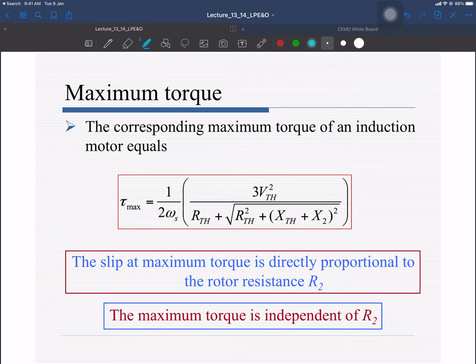Here you can see that it depends upon the Thevenin voltage, and this is the per phase equivalent circuit phase voltage, that you are going to adjust from your inverter in the case of a drive. And it depends upon R Thevenin, X Thevenin, X2, and it depends upon frequency as well. Where is R2 in this? R2 is eliminated. Your maximum torque does not depend upon R2.